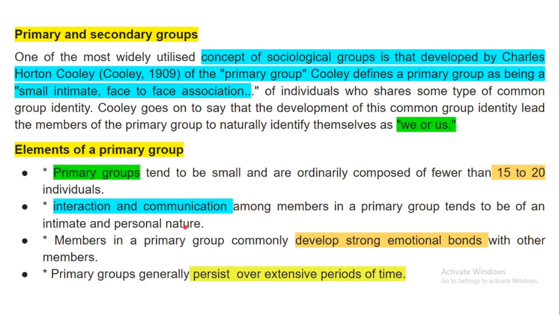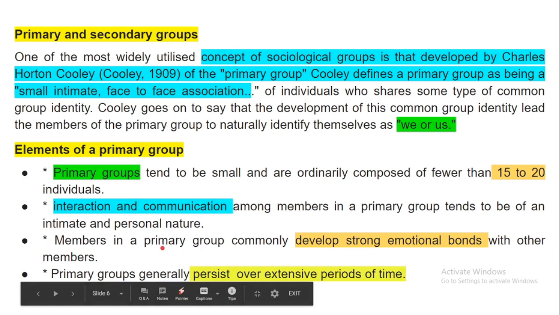So interaction and communication is very high in the primary group, and this interaction and communication is not a normal impersonal one, it's of an intimate and personal nature. Personal communication, intimate relationship, interaction, communication. Now next, members in the primary group commonly develop strong emotional bonds with each other.